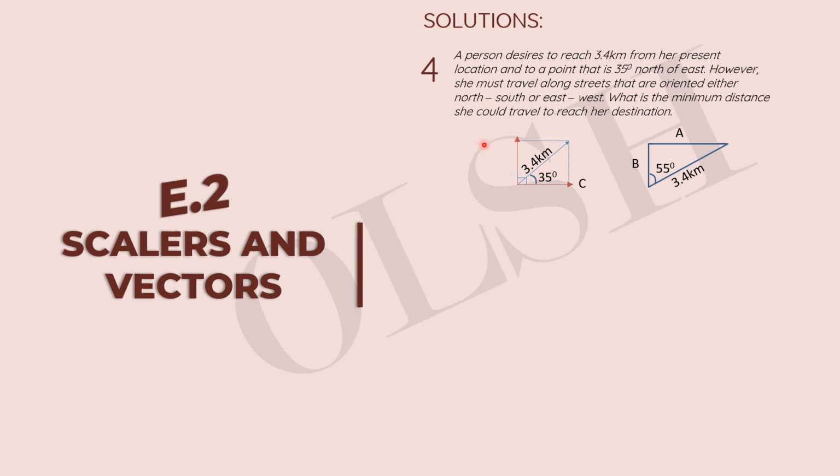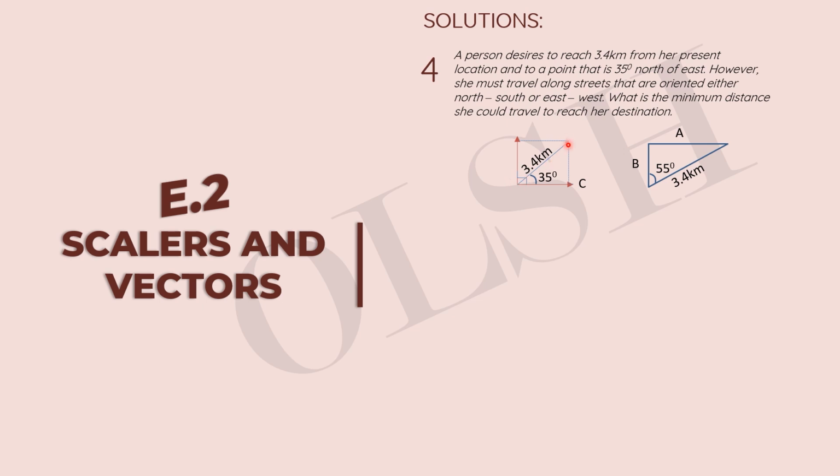Okay, this lady desires to reach 3.4 kilometers from her present position. Okay, this is where she is. She wants to move from here to a position that is 35 degrees north of east. So of course, this is 35 degrees north of east. Okay, and she wants to be 3.4 kilometers away in that direction. So it means she is here, but she wants to get to this point.